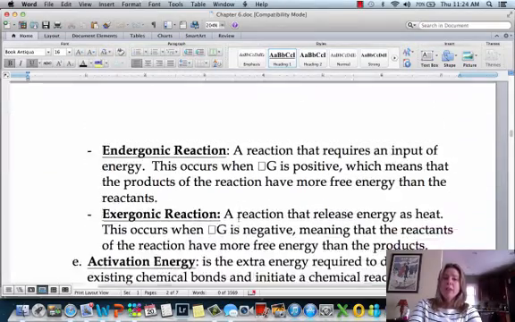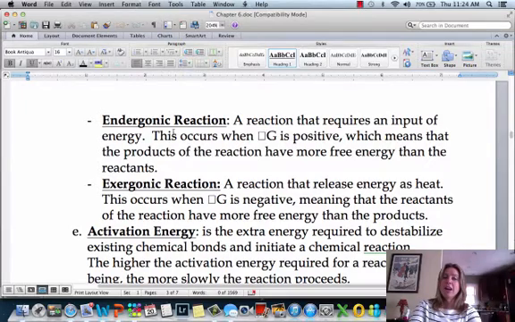So going along with that, you can have what's called an endergonic or an exergonic reaction. So if G ends up being positive when you do that equation that I just showed you, then you're going to have an endergonic reaction. And what that means is you're going to have to put energy into that situation to get the reaction to happen. That's going to be different from an exergonic reaction. Exergonic, think exploding, right? And so that's going to be a reaction that releases energy because G is negative, okay?